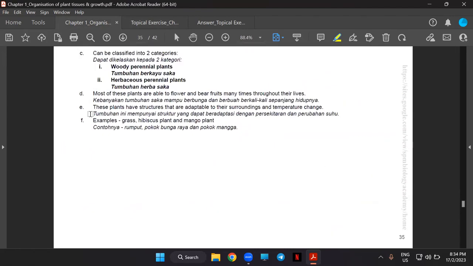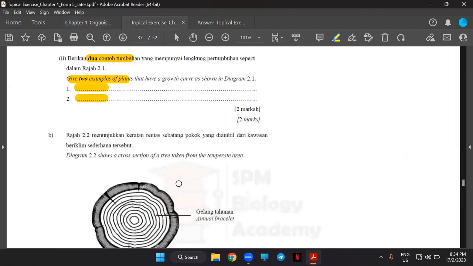Okay. You can go for grass, rumput, hibiscus plant, pokok bunga raya, and mango plant, pokok mangga. Remember, rumput ialah jenis herbaceous perennial plant, tumbuhan herba saka. Yang lain tu ialah woody perennial plant, tumbuhan berkayu saka. So kita ada dua jenis. Yeah? So these are examples that you can write.